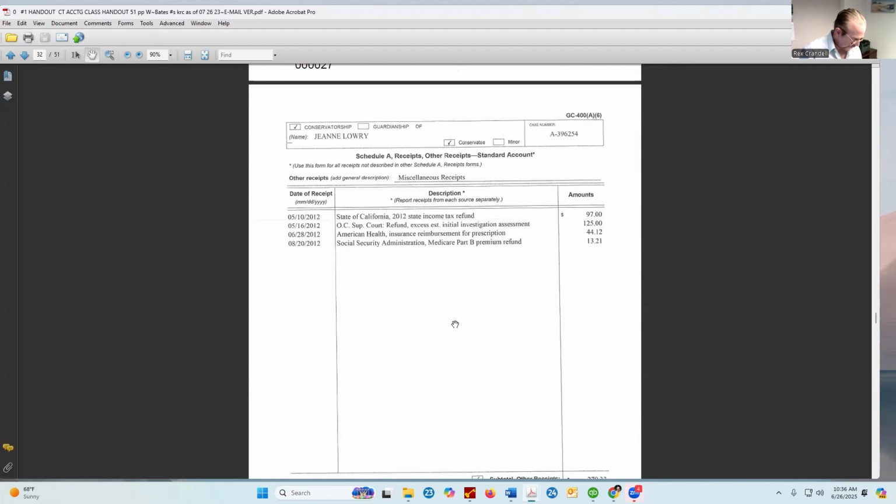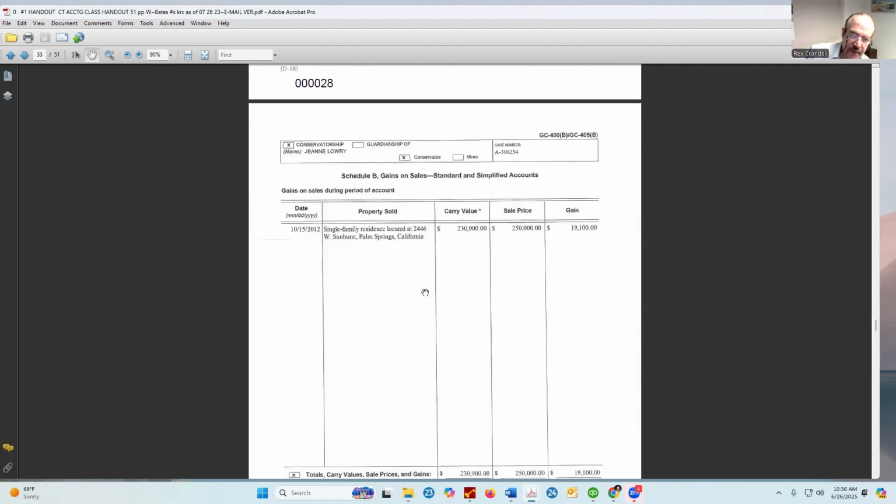Then the next category here is receipts other, and my term for this is just miscellaneous, different costs for administration of the guardianship or the conservatorship or trust, in whatever type of transaction. It's kind of a catch-all.